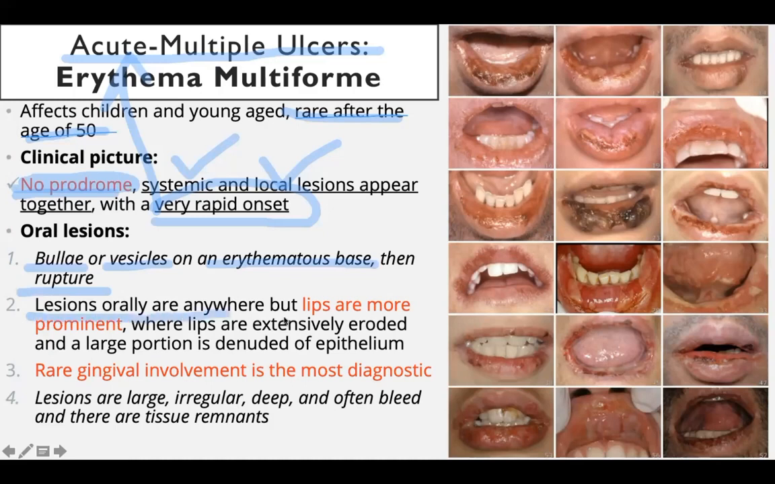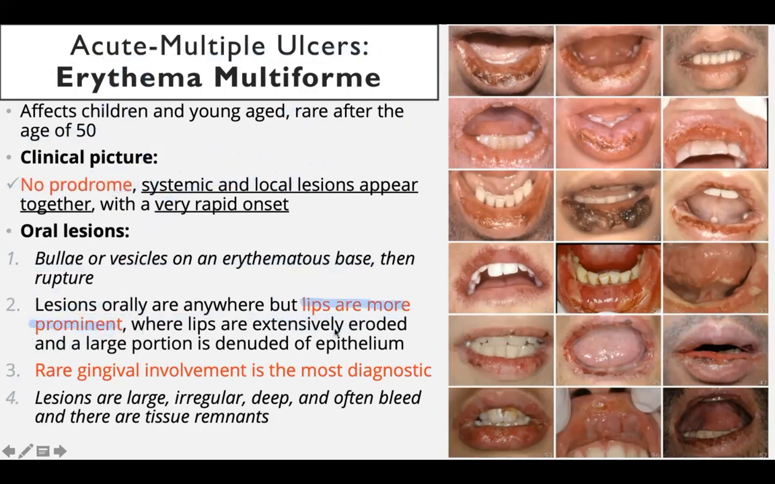Lesions orally are anywhere, but the lips are more prominent. So we said that erythema multiforme had a special place, which was the lips. The lips are extensively eroded and a large portion is denuded of epithelium. Here you can see erythema multiforme. All of these pictures on the right side focus on the lips. That's why I used a lot of lips, so that you can remember erythema multiforme and how it causes acute multiple ulcers.